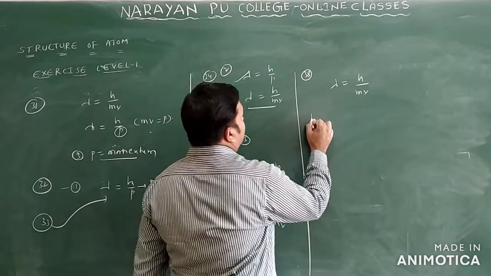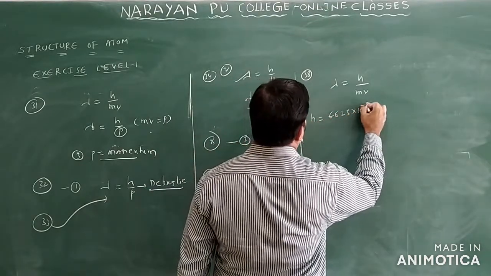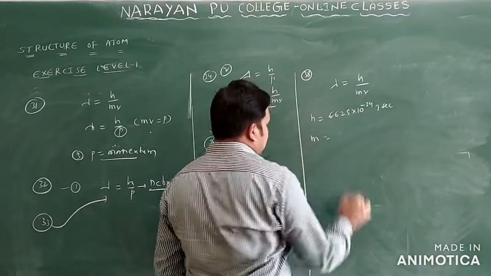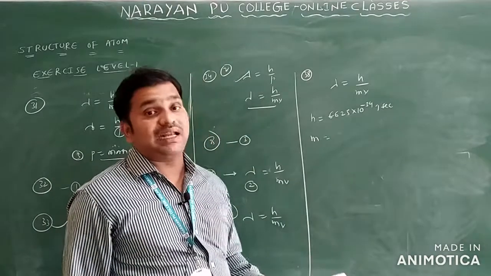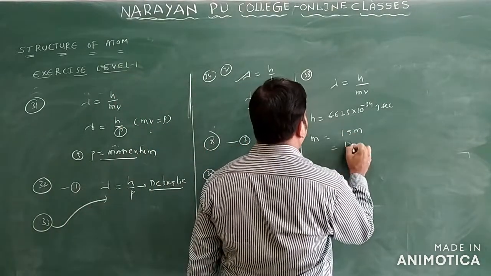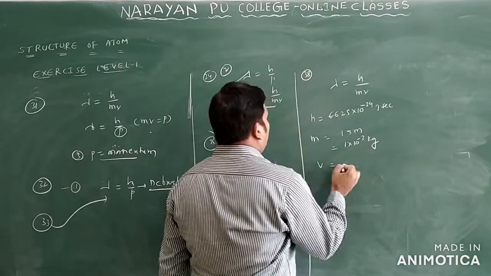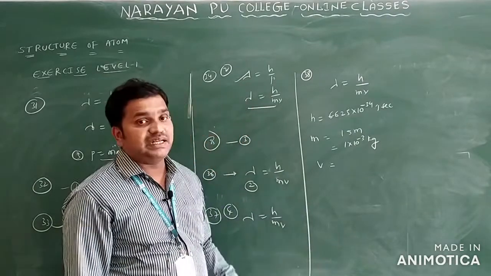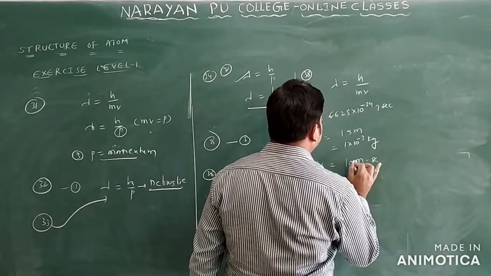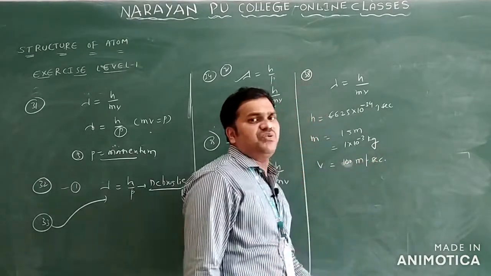So h is equal to Planck's constant, its value 6.625 into 10 power minus 34 joule second. What is the mass given? Mass is given as 1 gram only. So always you should write the mass in what? Kilogram only. We will write 1 into 10 power minus 3 kg. Velocity, what is the velocity given? 100 meter per second. Velocity is already given here, 100 meter per second only. Substitute the values.